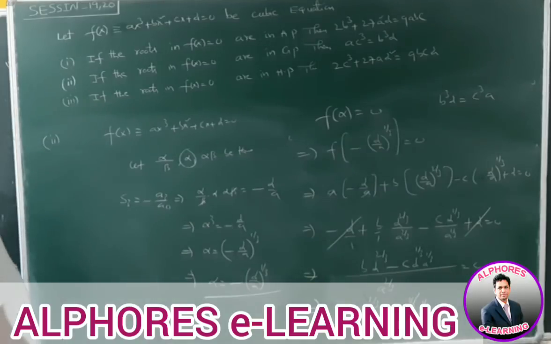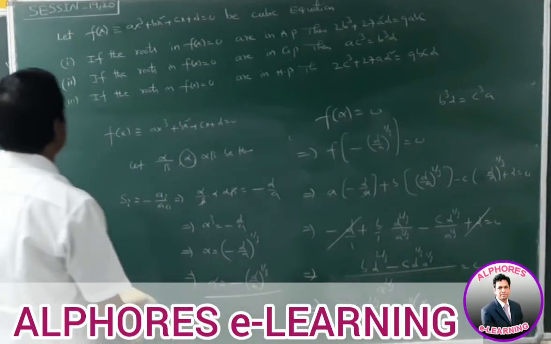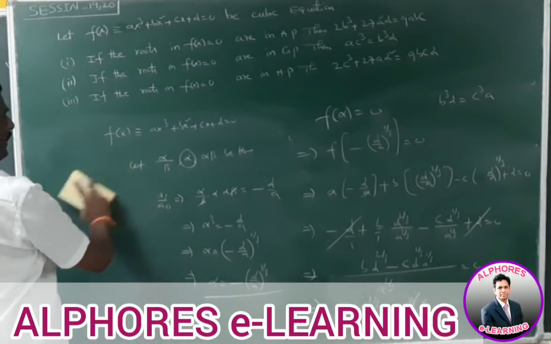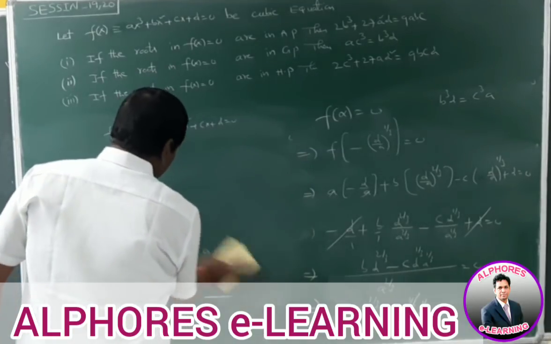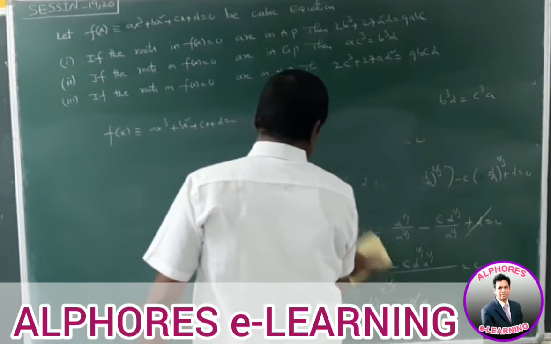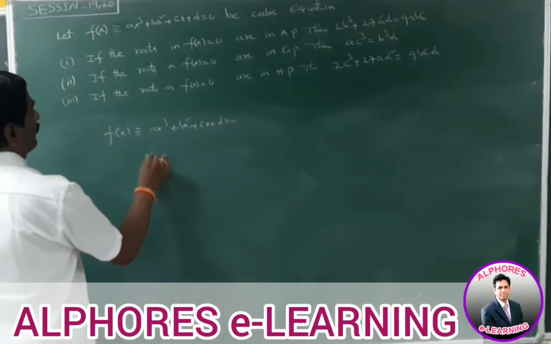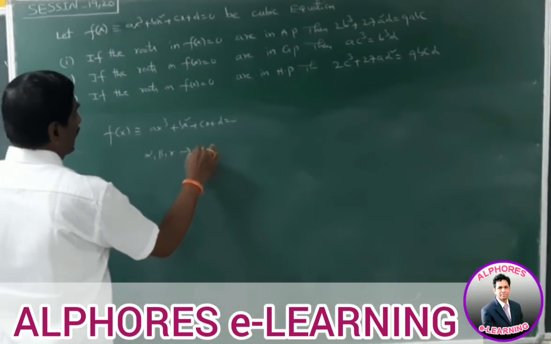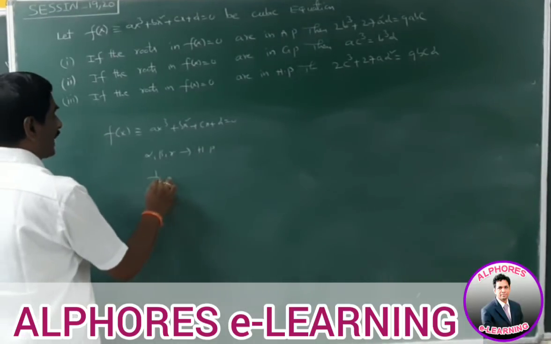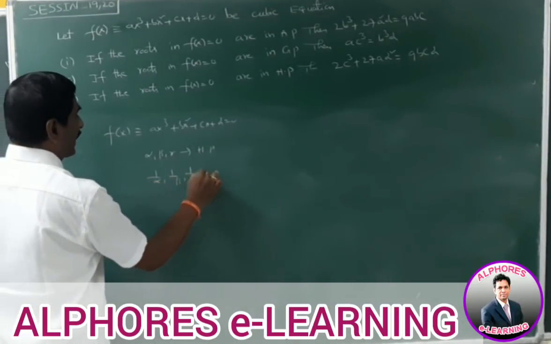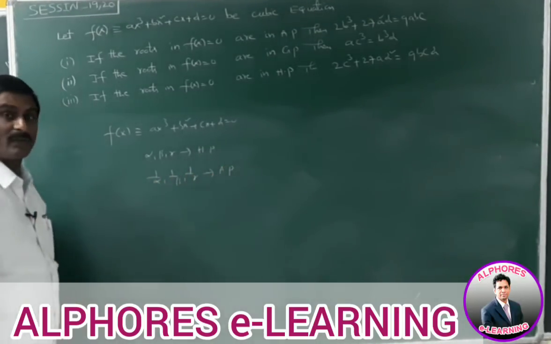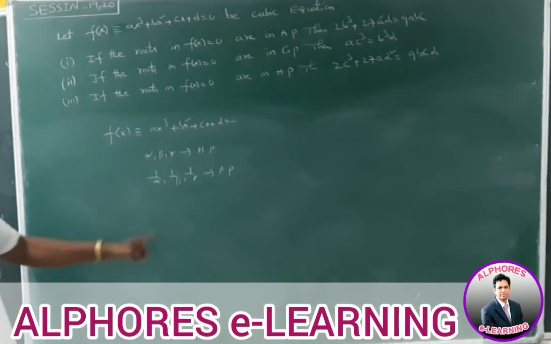Next, third one. If the roots in f of x is equal to 0 are in HP, then what is the condition? In this case, the roots are in HP. Let alpha, beta, gamma be the roots in HP. Then 1 by alpha, 1 by beta, 1 by gamma must be in AP.